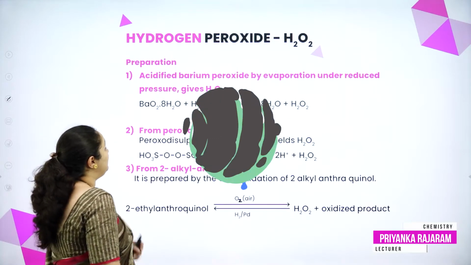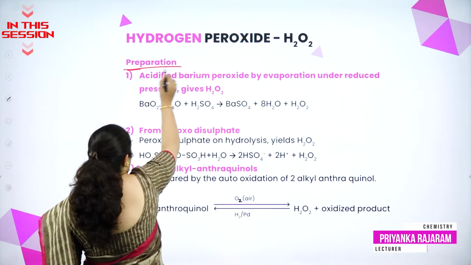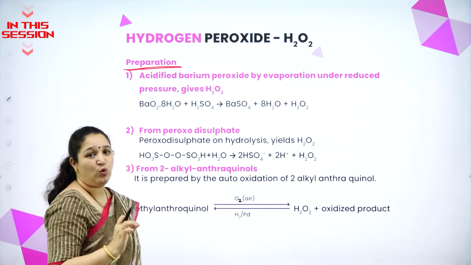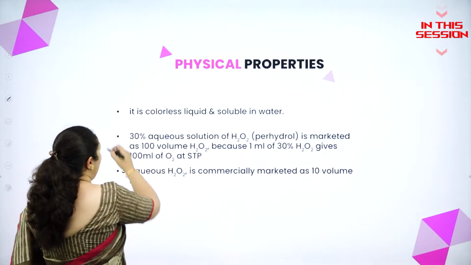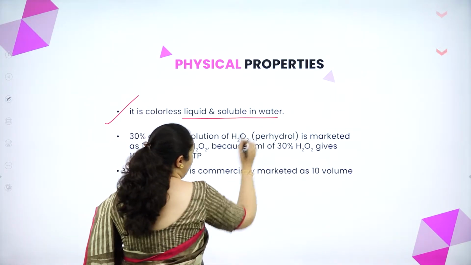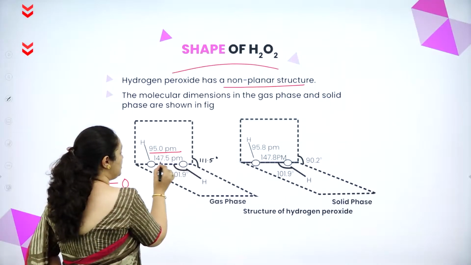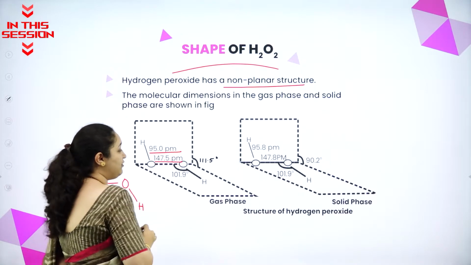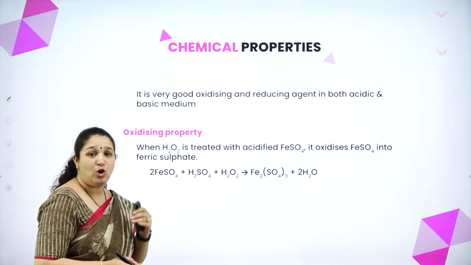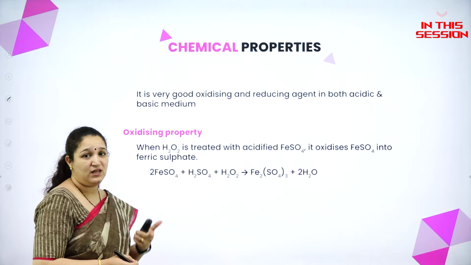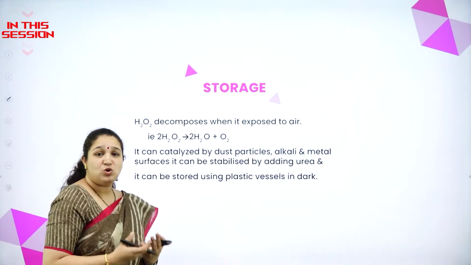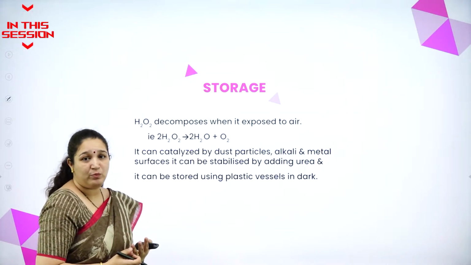First one is preparation of hydrogen peroxide, that is H2O2. This is a liquid which is colorless and is soluble in water. Oxygen to oxygen bond length is 147.5 picometer in gas phase. Hydrogen peroxide is a very good oxidizing agent as well as the reducing agent. Why is storing hydrogen peroxide so important?